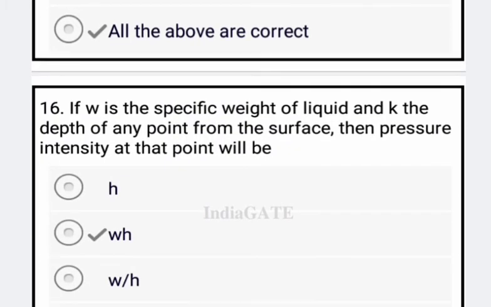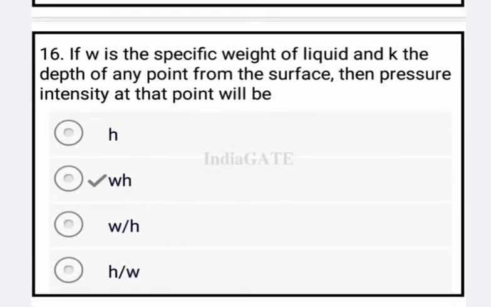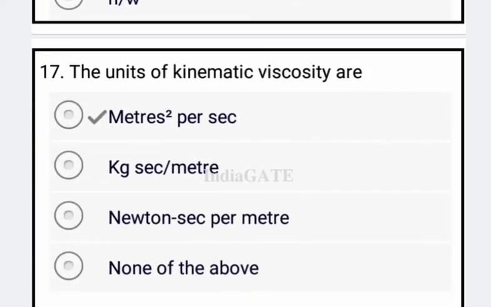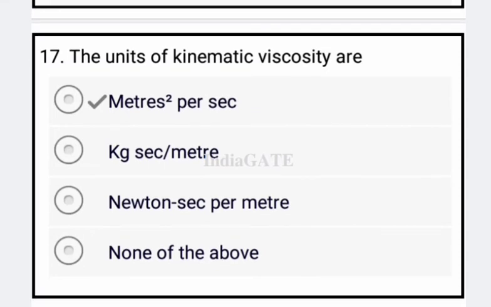Next question. If W is the specific weight of the liquid and H is the depth of any point from the surface, then the pressure intensity at that point will be? The correct answer is option B, that is WH. Next question. The unit of kinematic viscosity is? The correct answer is option A, that is meter square per second.